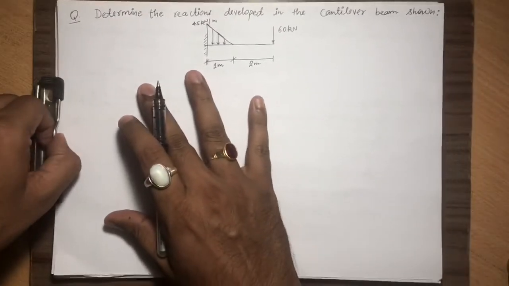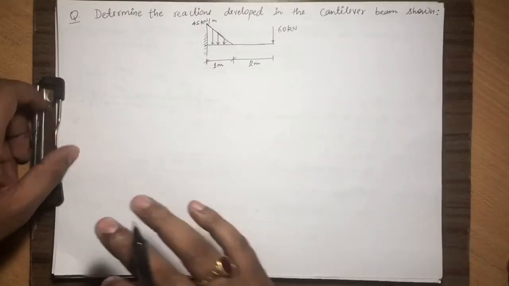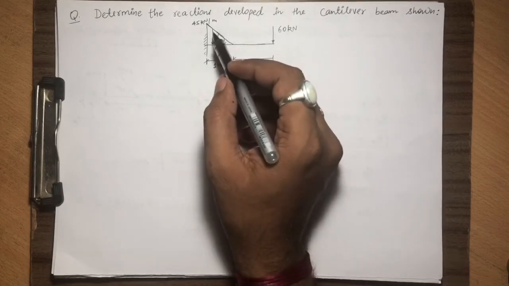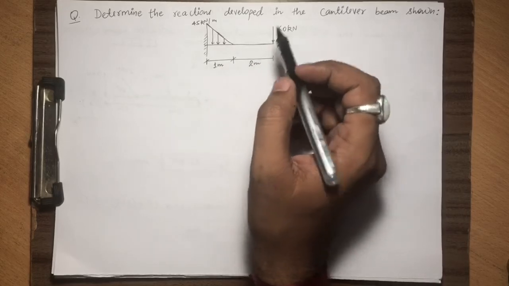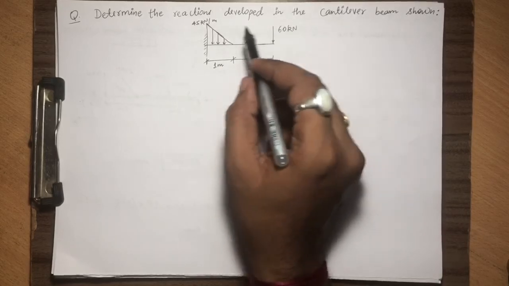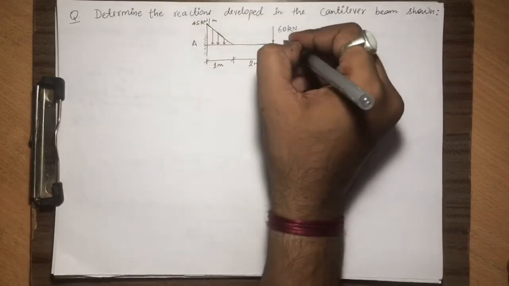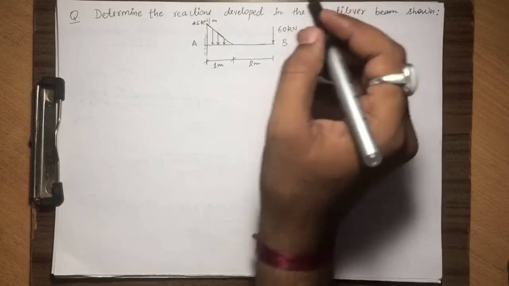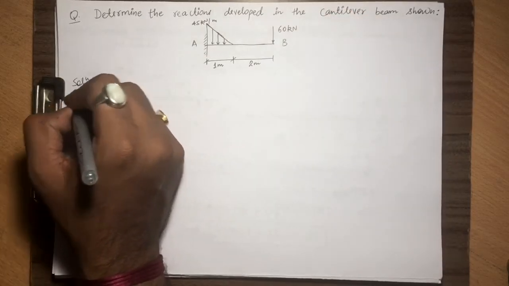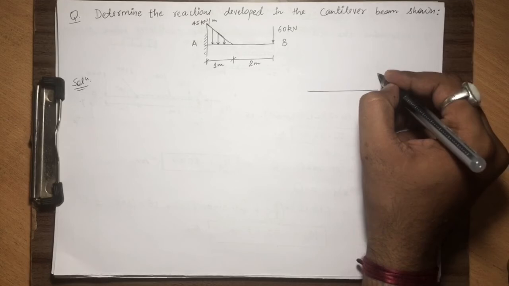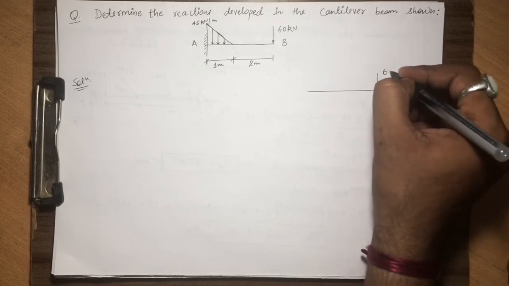So now let us solve a little bit different problem. Again we are having a cantilever beam, but now we are having a uniformly varying load. This is a concentrated load and this is a uniformly varying load. So again these are points A and B. What was the first point I told? First you have to draw the free body diagram.